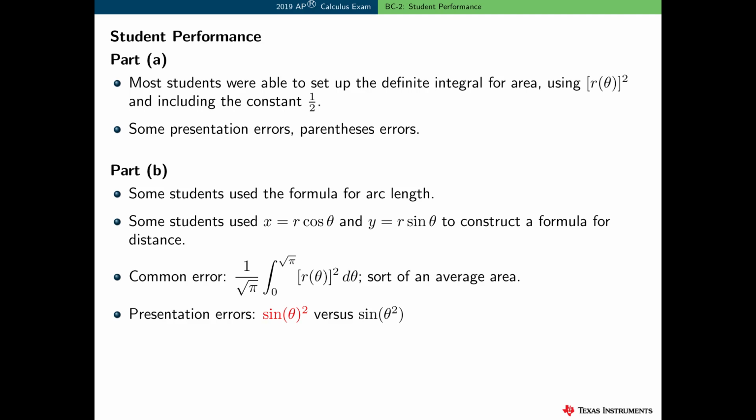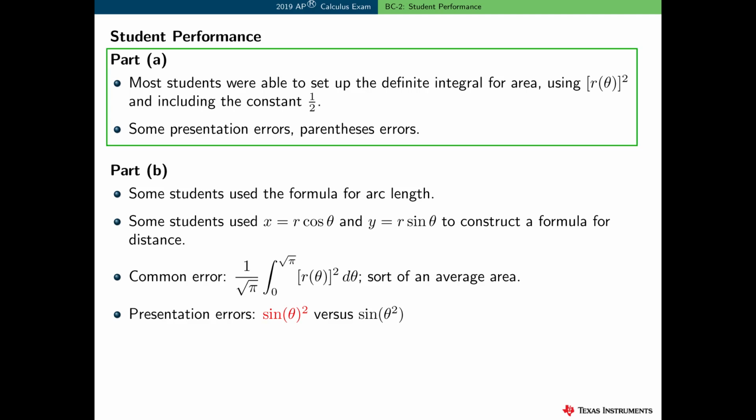Here are some general comments about student performance on this question. In Part A, most students were able to set up the definite integral for area. That is, most knew to use r of theta squared as the integrand and to include the constant 1/2. However, there were some presentation errors, and most of these involved parentheses errors, in which the student elected to write out the expression for r of theta.